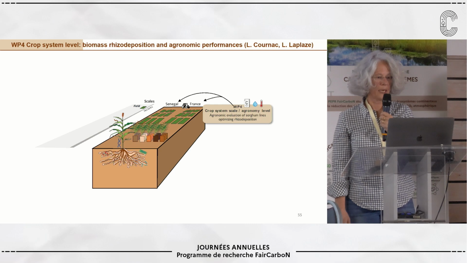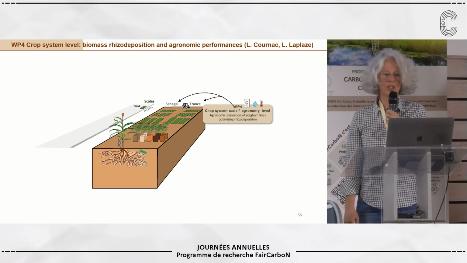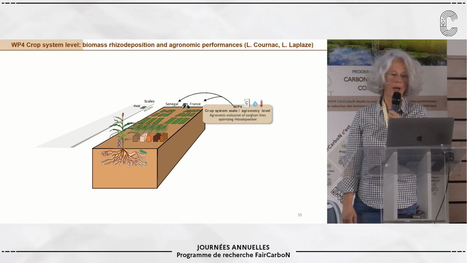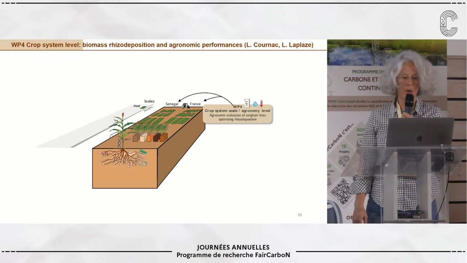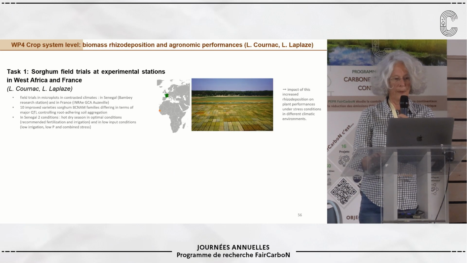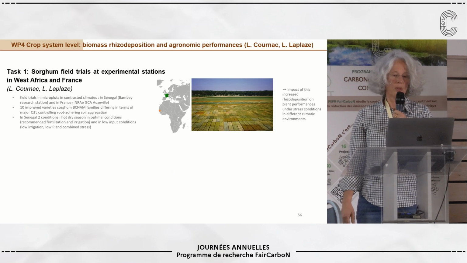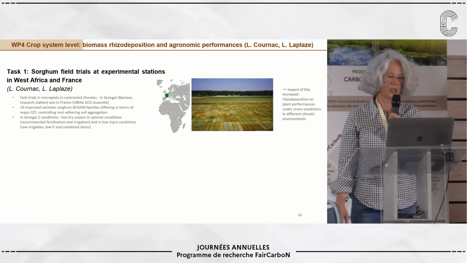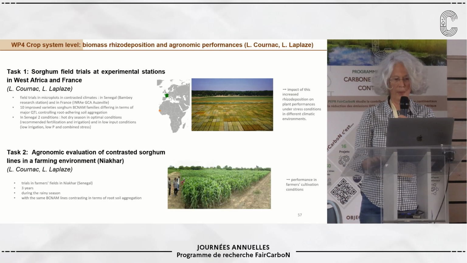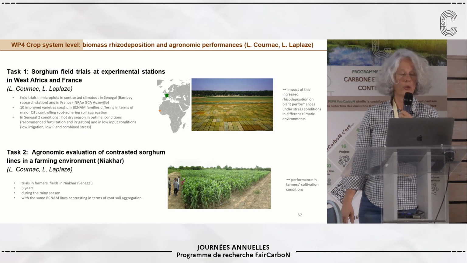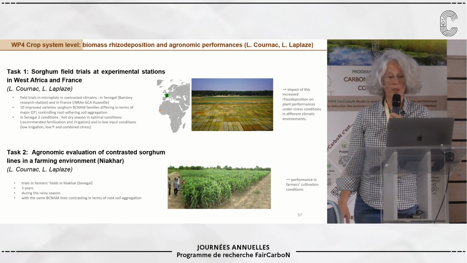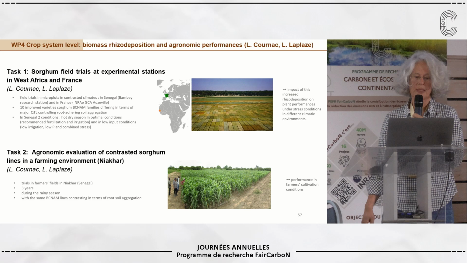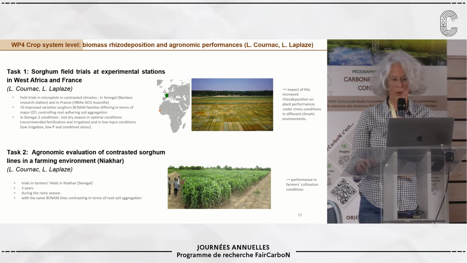The fourth work package will evaluate the impact of changes in rhizodeposition on the agronomic performance of sorghum under field conditions. We will conduct experiments in microplots in France and in Senegal, focusing on the characterization of agronomic traits. And in parallel to work under realistic conditions, we will conduct trials in farmers' fields in Senegal for 3 years during the rainy season.